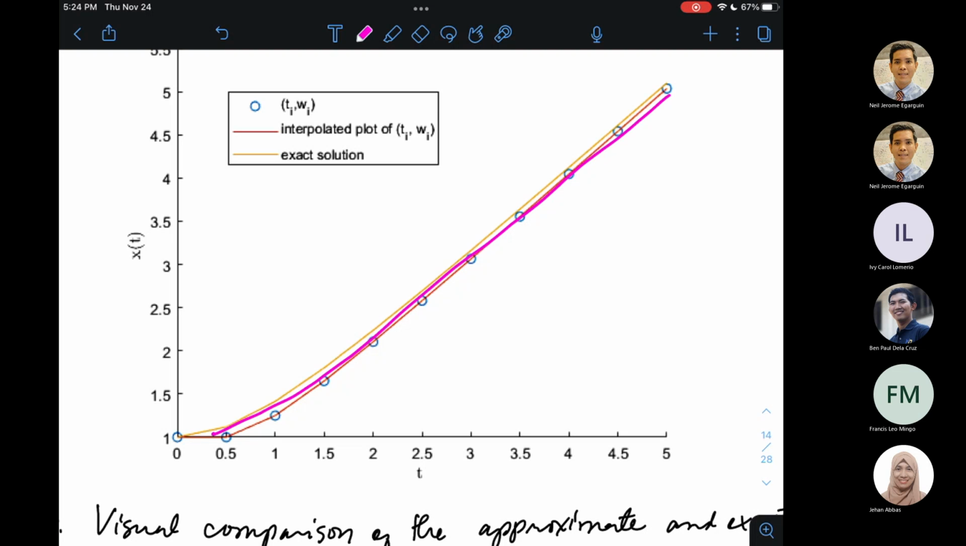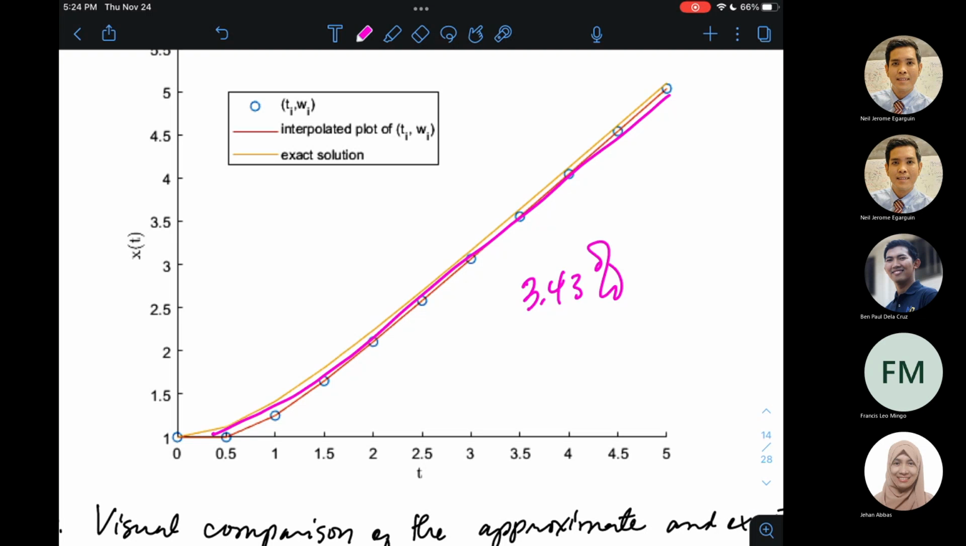But we already have a sense of how big the error is. We know that the error is around 3.43%, nga ba, yung L2 relative error. Okay? I saw Ben Paul raising his hand kanina.